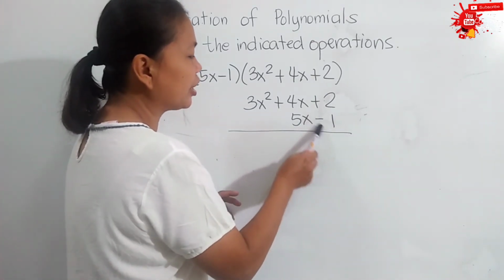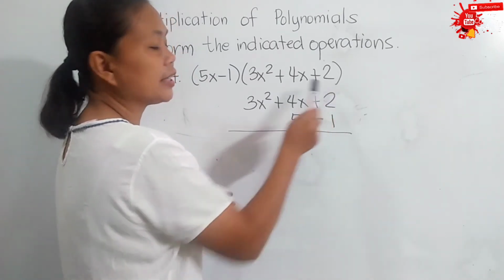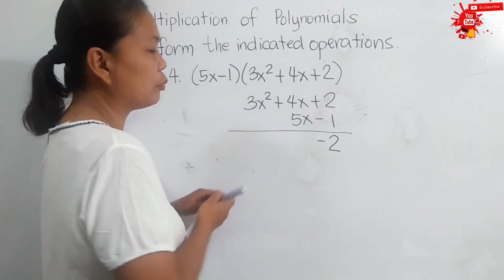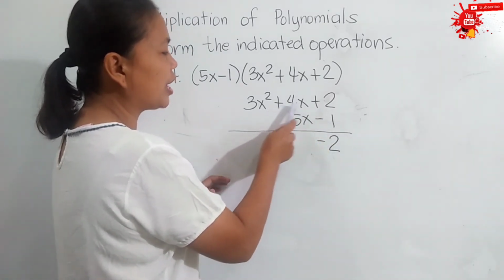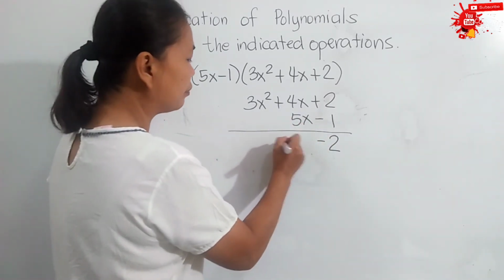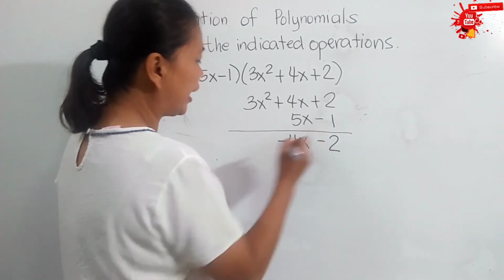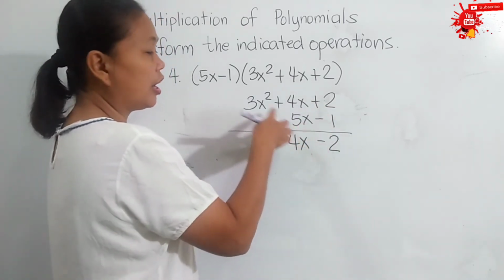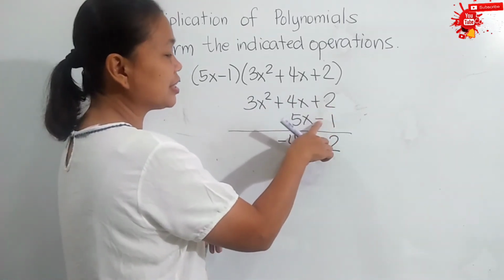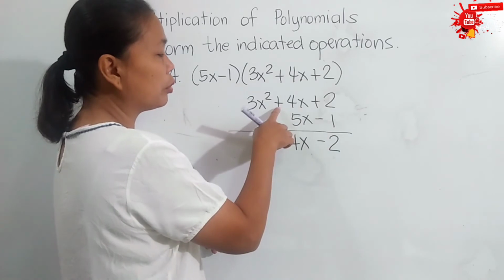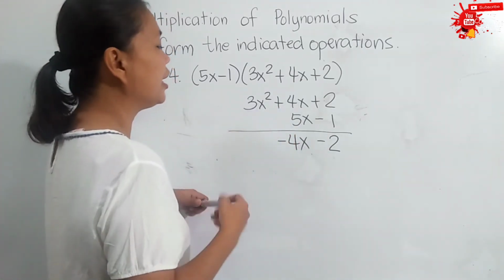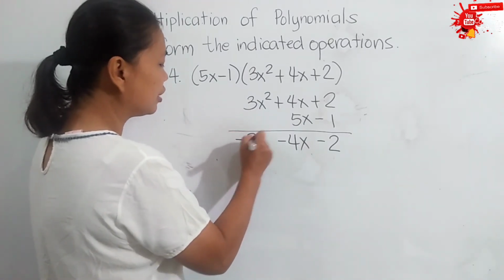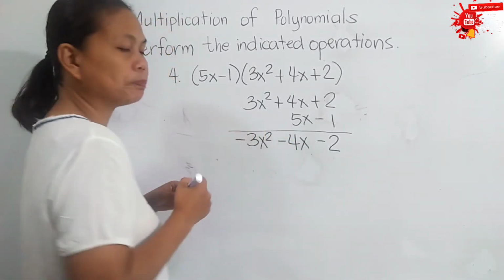So we have here negative 1 times positive 2, so we have negative 2. Then we have negative 1 times positive 4x, so we have negative 4x. Because this is 1, we just simply copy the given term, but since this is negative, the product will be negative. Okay? Then negative 1 times 3x squared is negative 3x squared.